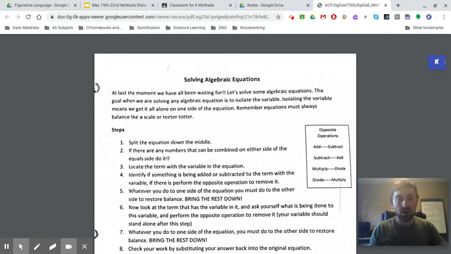So starting off, solving algebraic equations. At last, the moment we've all been waiting for. Let's solve some algebraic equations.